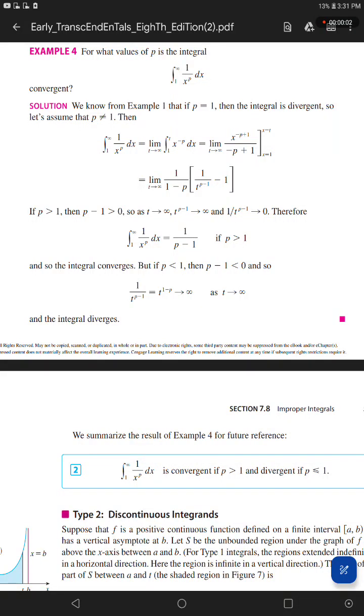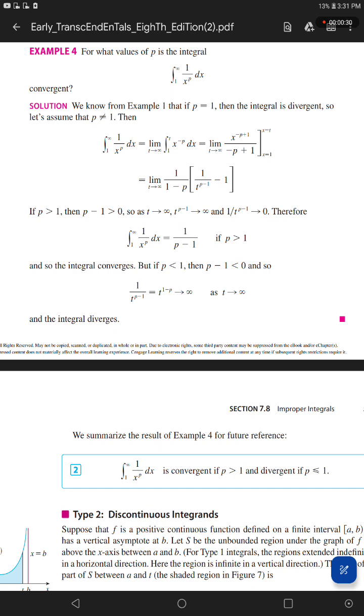Example 4. For what values of p is the integral from 1 to infinity of 1 over x to the power p dx convergent? Solution. We know from example 1 that if p equals 1, then the integral is divergent. So let's assume that p is not equal to 1.